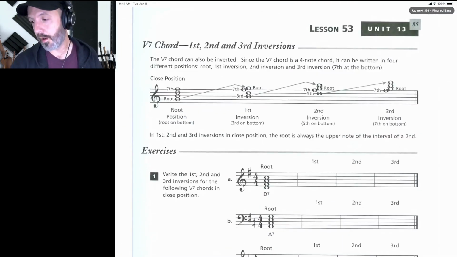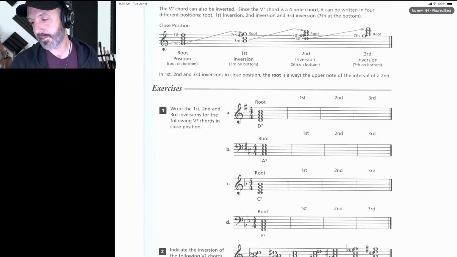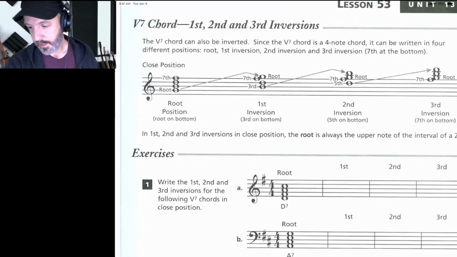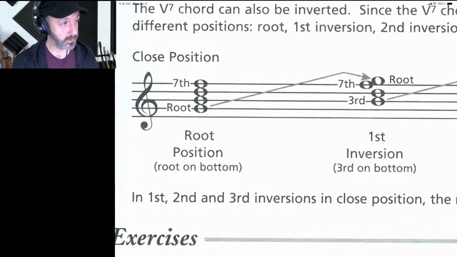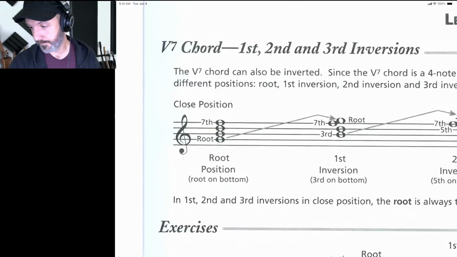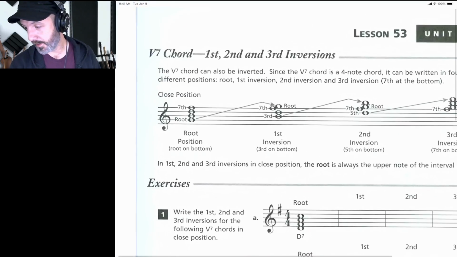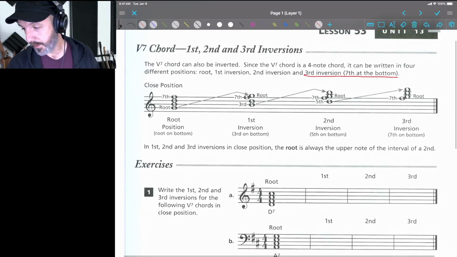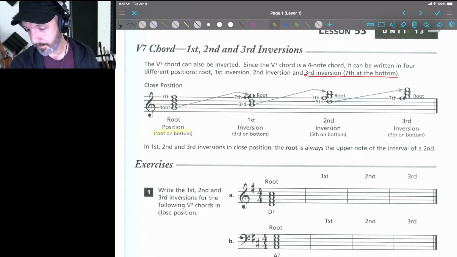All right. Now this gets a little dicey with 7th chords, because you have 4 notes as opposed to a triad which has 3 notes. So you have an extra inversion: 7th at the bottom, 5-7 chord. Basically what I said, root on the bottom, third on the bottom, fifth on the bottom. Very important: the inversions are all about what the lowest note is, full stop. The root is always on the upper side.